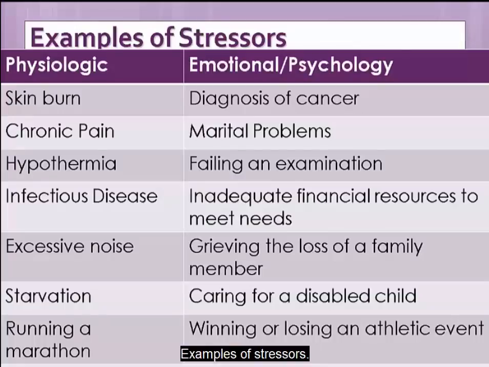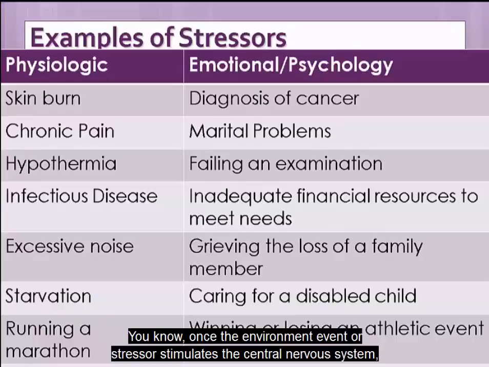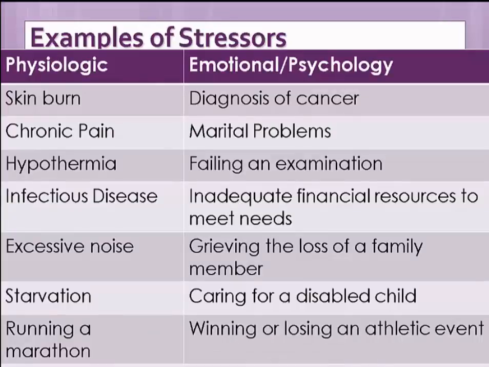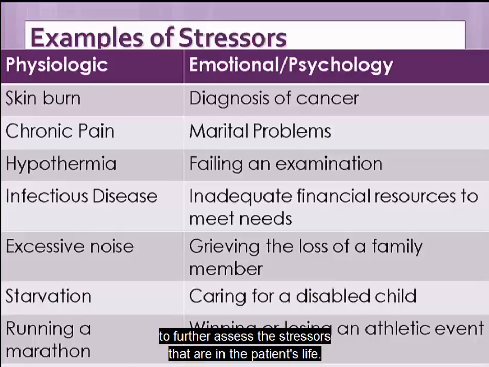Examples of stressors. Once the environment, event, or stressor stimulates the central nervous system, multiple responses happen through activation of the hypothalamic, pituitary, adrenal axis, and the autonomic nervous system. Remember, your initial action should be to further assess the stressors that are in the patient's life.